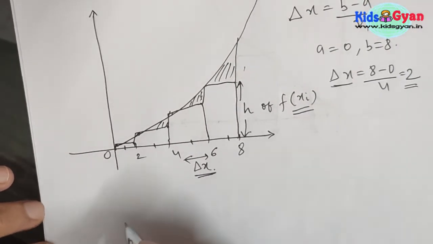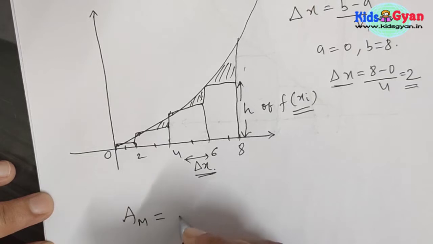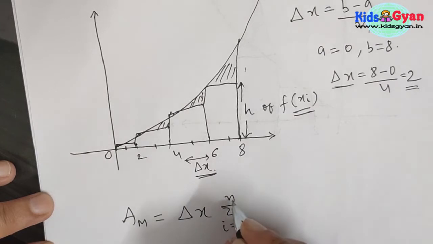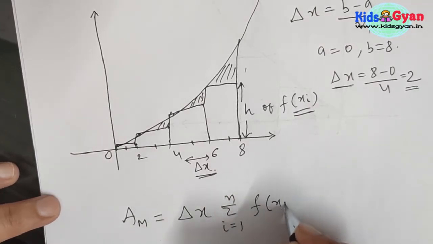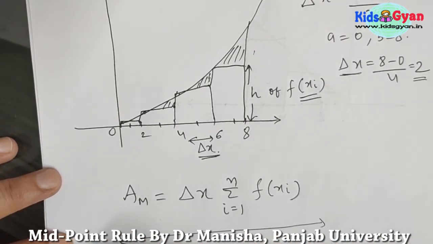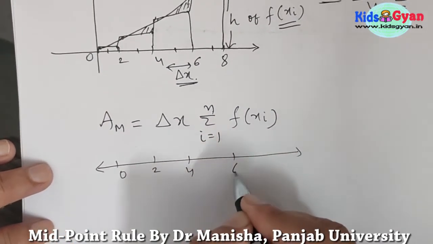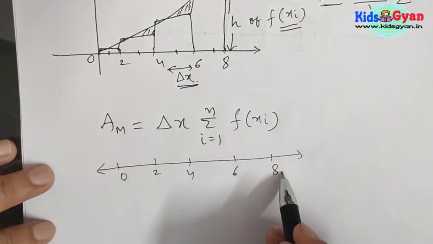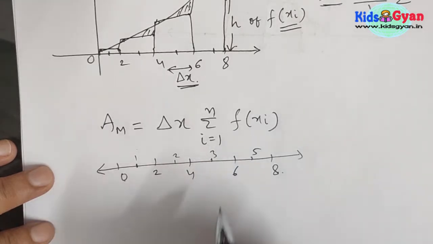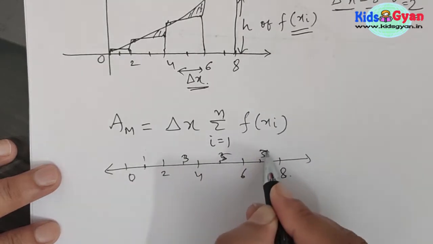Now the area of the midpoint rule, AM, is equal to delta x into the summation of i is equal to 1 to n, मतलब जितने इंटरवल होंगे वहाँ तक हम इसको लेंगे, function f of xi. तो एक जो लाइन हमने ड्रॉ की थी 0, 2, 4, 6 एंड 8 इंटरवल, 0 से लेके 8 इंटरवल तक जो हमारे मिड पॉइंट्स हैं वो 1, 3, 5 and 7.